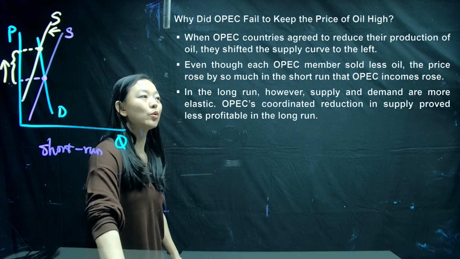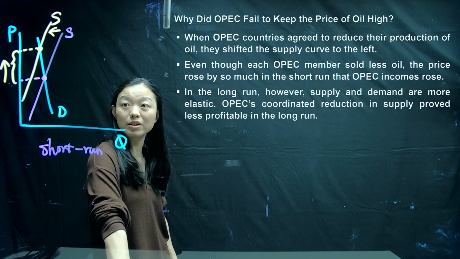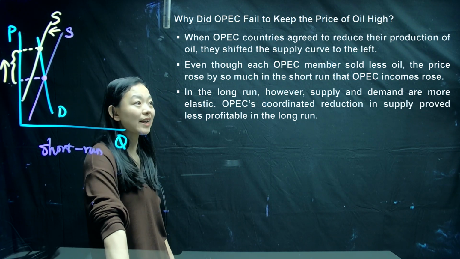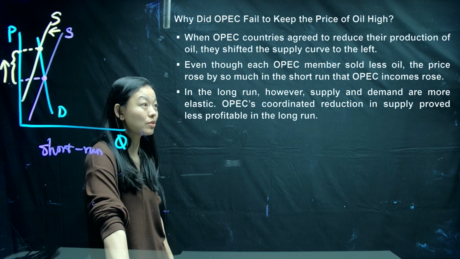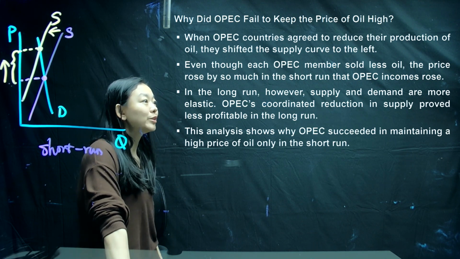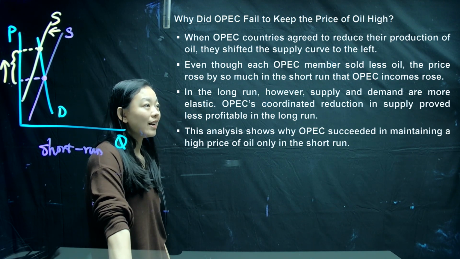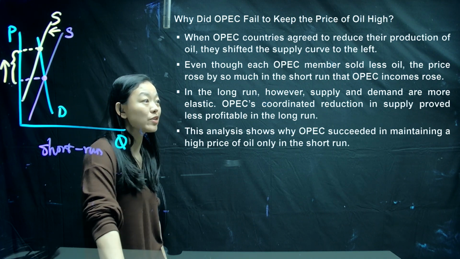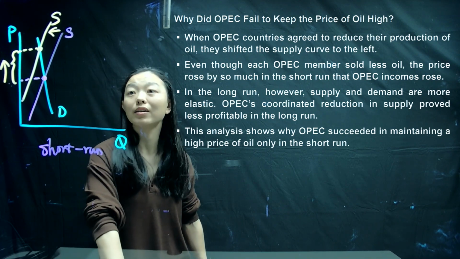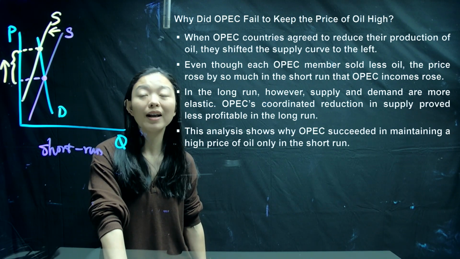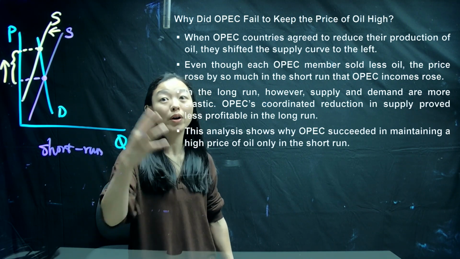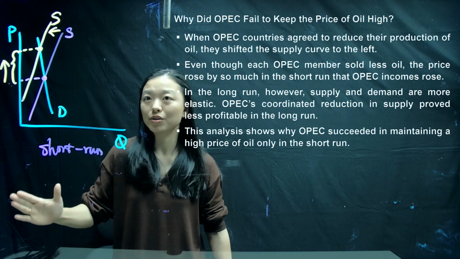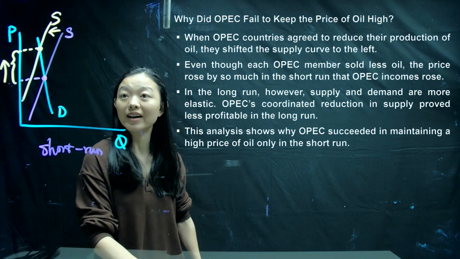So this is the way we can use demand and supply combined with elasticity to analyze some basic economic issues. This analysis shows us why OPEC succeeded in maintaining a high oil price only in the short run, but not in the long run. And thus it also explains why, after 20 years of jointly reducing oil production, the oil price went back to its original level in 1970.